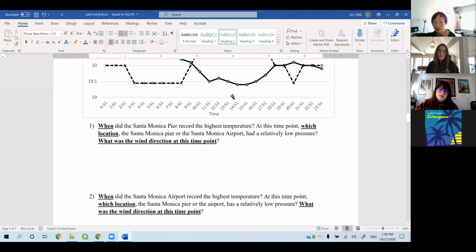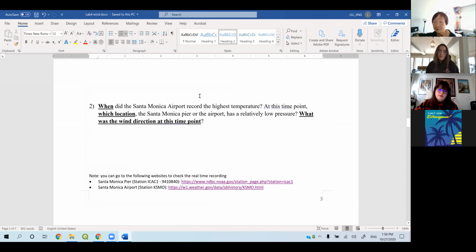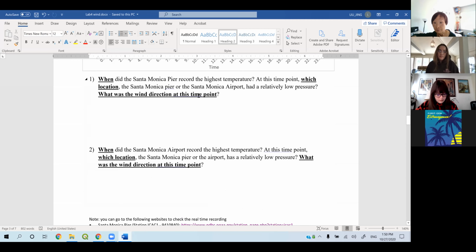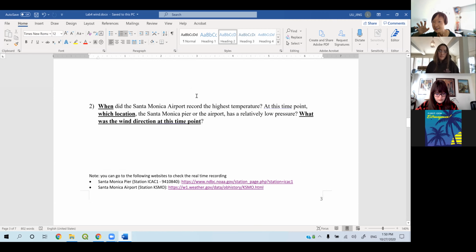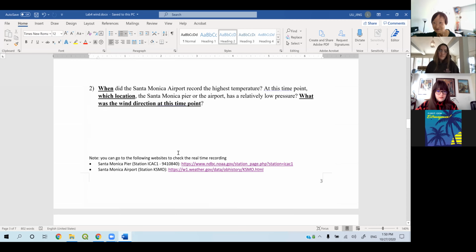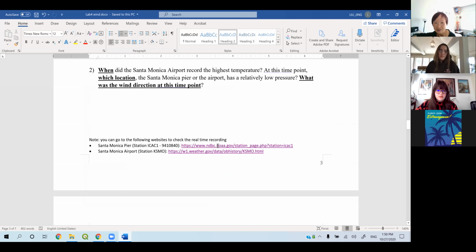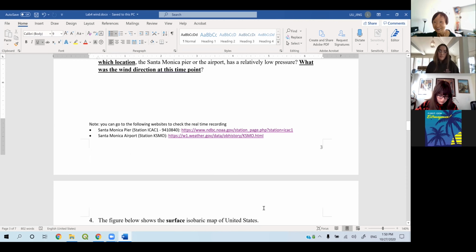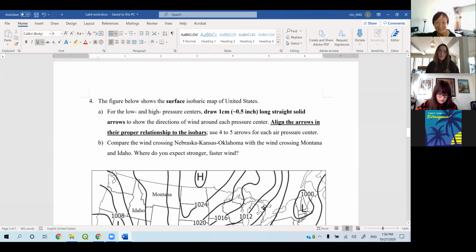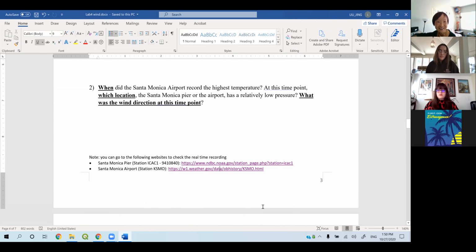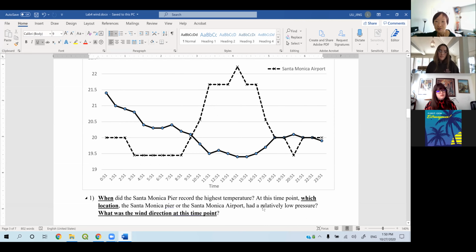I want you to read this chart, figure out the time of the high and low temperature, and based on that temperature figure out high and low pressure and the wind direction, the land sea breezes. If you are interested, you can see the real-time temperature at two locations now by following those links.